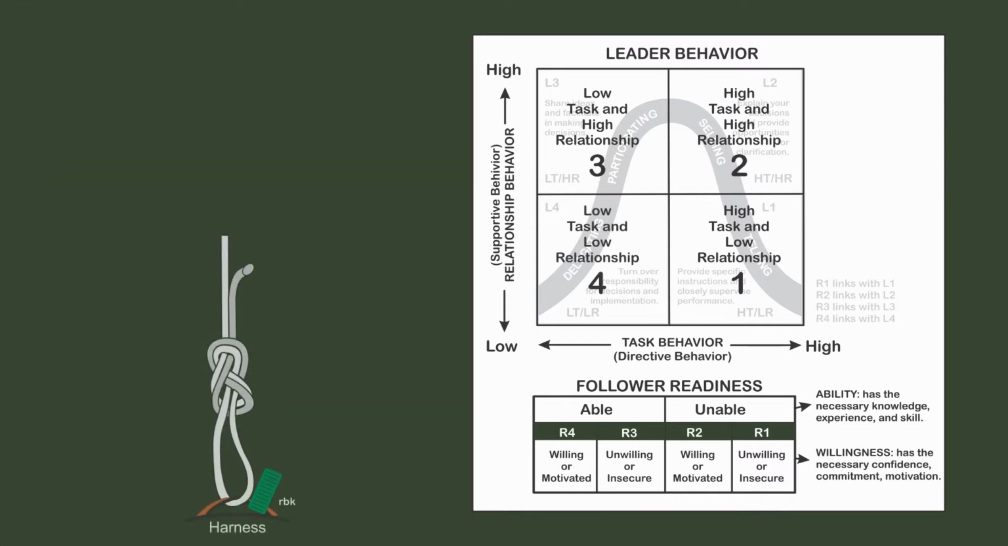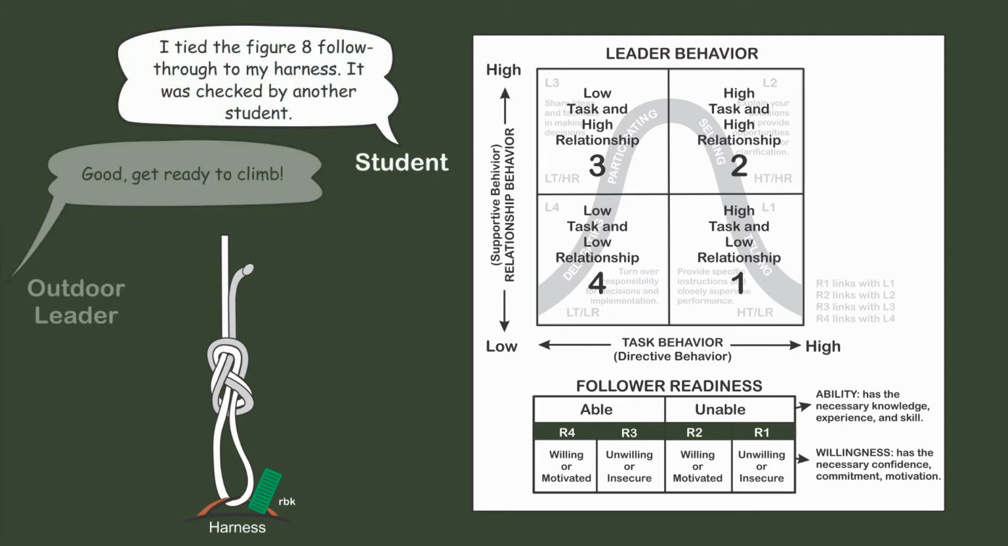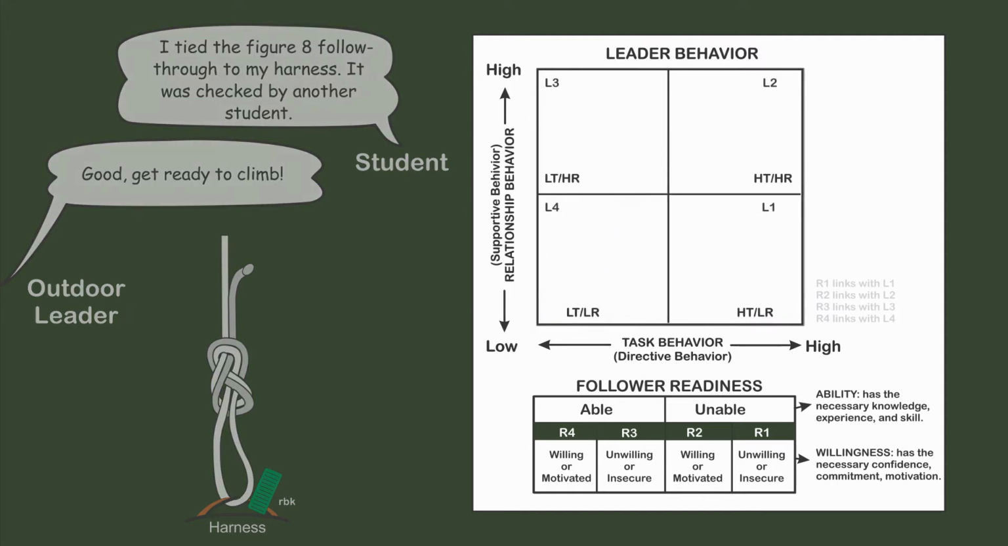The fourth quadrant is low task and low relationship. Since the student is able to tie the knot and is motivated to use it, the instructor can essentially delegate the task to the student and, of course, observe just to be sure.